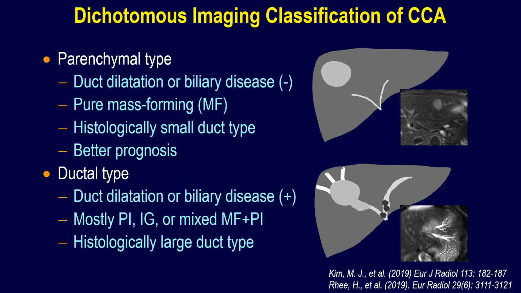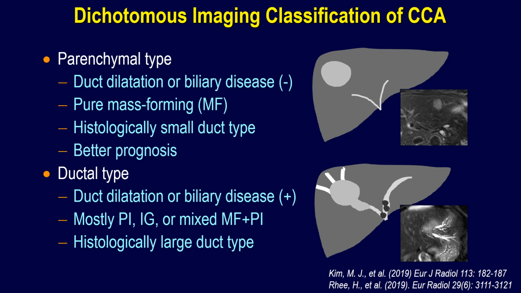In summary, in our dichotomous imaging classification, we classified cholangiocarcinoma into parenchymal and ductal types based on imaging appearances. The parenchymal type is characterized by absence of duct dilation or other evidence of biliary disease. These tumors correspond to the pure mass-forming type among the existing growth types, and pathologically it represents a small duct type, and the prognosis seems better than the ductal type.